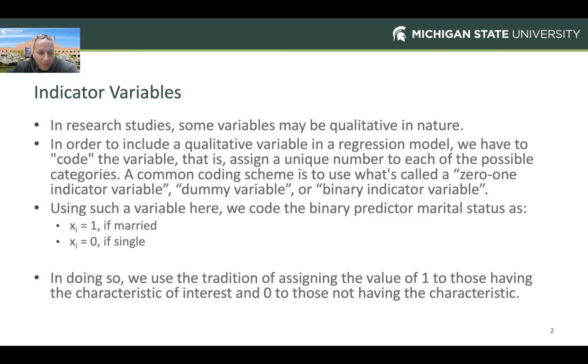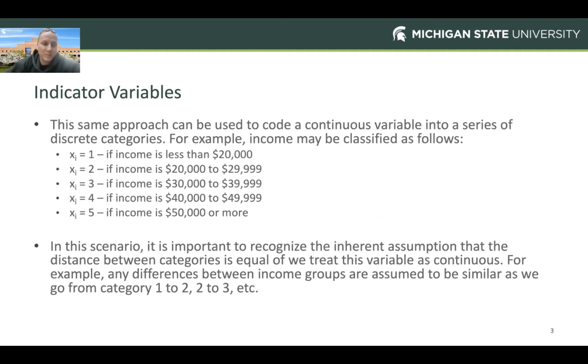And so in doing so, traditionally we'll assign a value of 1 to the characteristic of interest if they meet that standard and 0 otherwise. So generally speaking, if the condition is true, we set the variable equal to 1. If the condition is false, we set that variable equal to 0, okay? We can expand that in several different settings.